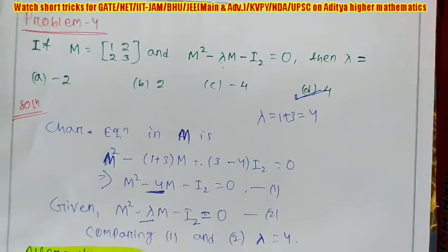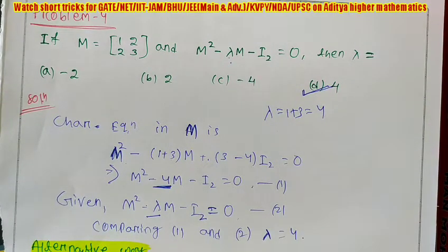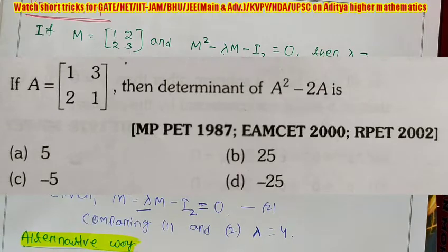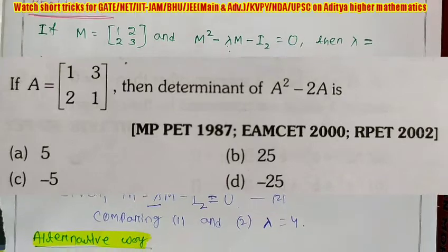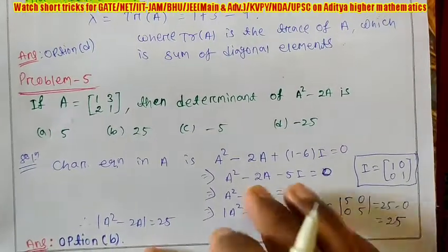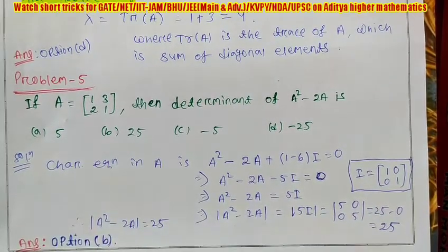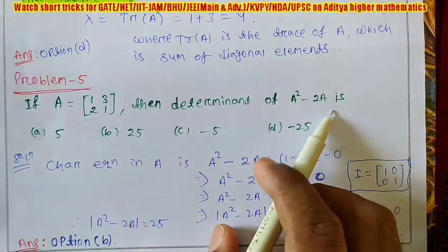And the last question we will solve is a completely different question as compared to the previous 4 questions. Here we will discuss something different, finding a determinant using this. So now see this question. Okay, now we will solve this. This is the last question. Here you need to find the determinant of A square minus 2A.